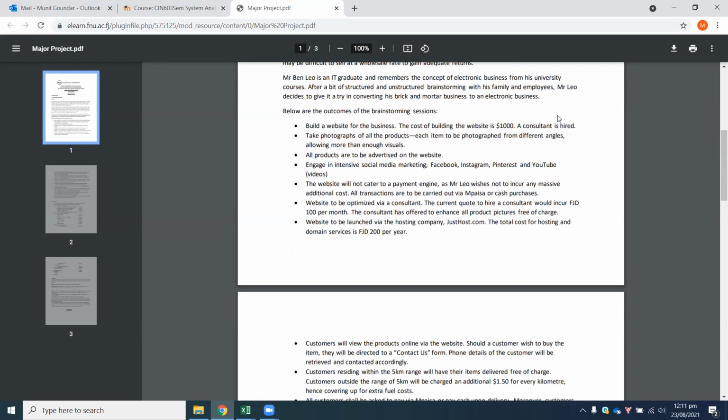Engage in intensive social media marketing. So Facebook, Instagram, Pinterest, and YouTube. Now YouTube through the use of videos. The website will not cater for a payment engine. So what is a payment engine?